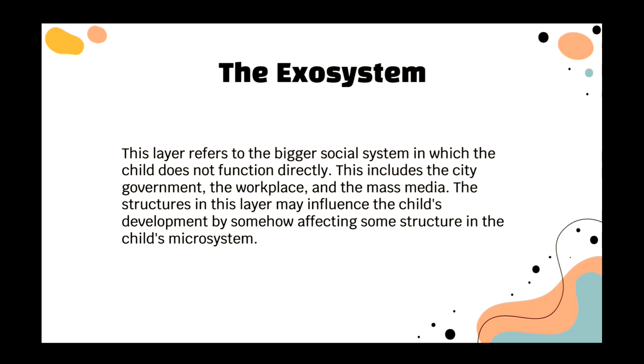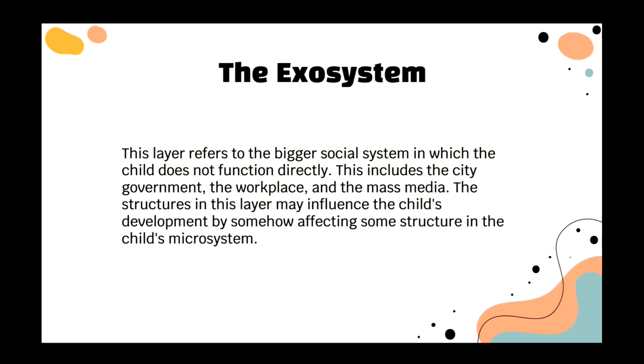Next, we have the exosystem. So the exosystem is the third layer. The exosystem layer refers to the bigger social system in which the child does not function directly. This includes the city, government, the workplace, and the mass media. So, the structures in this layer may influence the child's development by somehow affecting some structures in the child's microsystem.